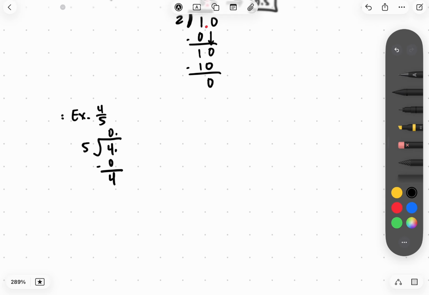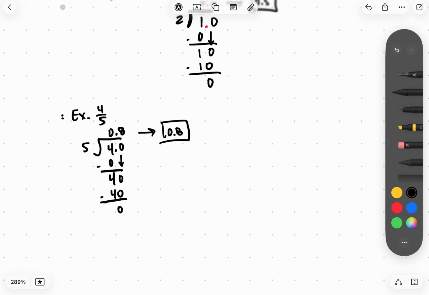Now I have to add a decimal, so I'm going to add a decimal for both numbers, and then I'm going to add a 0. I bring that 0 down. I have 40. Now 5 can go into 40 8 times. Nice. So then 5 times 8 is 40. 40 minus 40 is 0. That's my answer. 0.8.